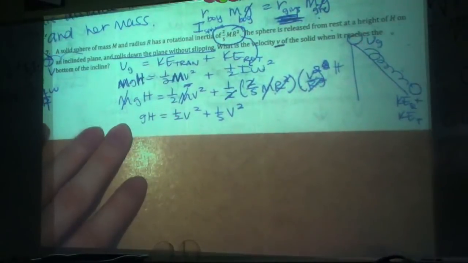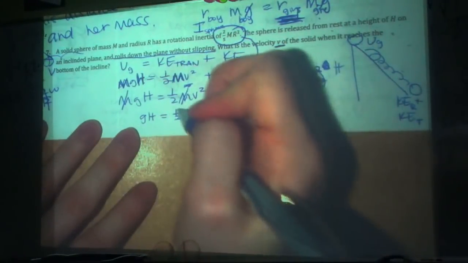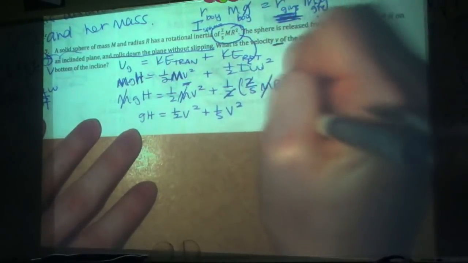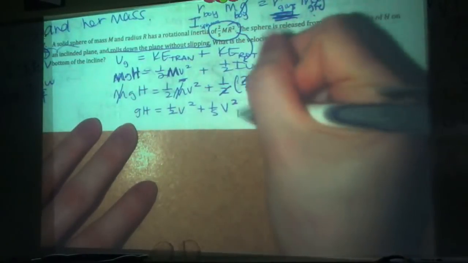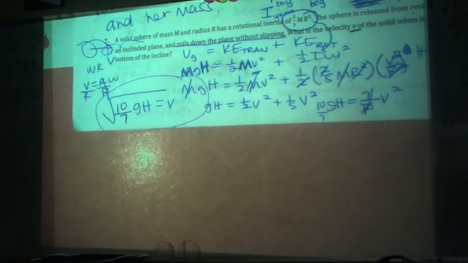1/2 plus 1/5. Put it in your calculator, or you can put it in terms of 10. That's 5 over 10 plus 2 over 10. So that's 7 over 10 v squared equals gh. Multiply the 10 up, so that crosses out. Divide the 7 over like this. 10 over 7 gh equals v squared. So then you take the square root, and that is your answer. The square root of 10/7 gh.